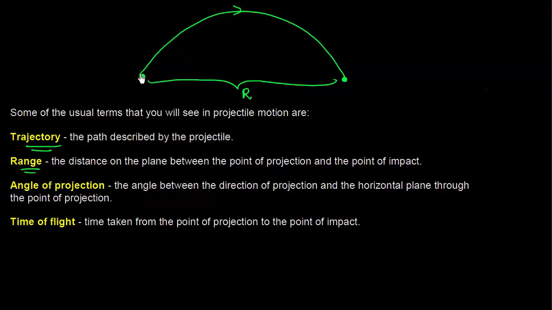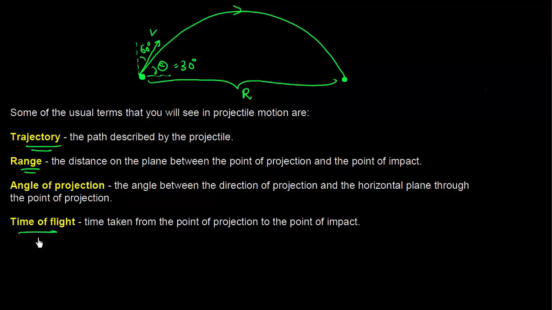Angle of projection refers to the angle at which, let's say, I launch at this velocity. This is what we call the angle. Oh, this is at an angle of 30 degrees from the horizontal. Sometimes they give you, let's say, this is 60. This angle of projection is 60 degrees from the vertical. This is what we call the angle of projection.